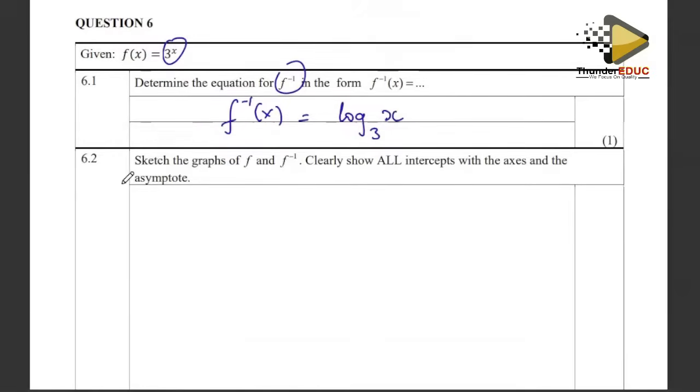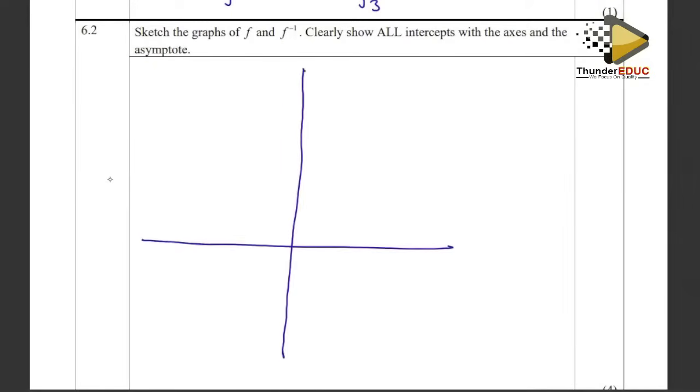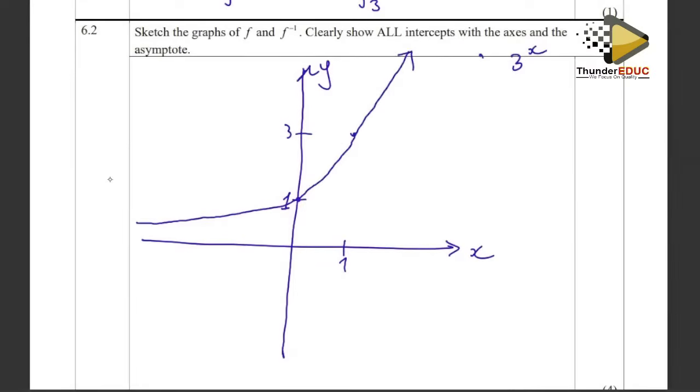Then they want us to sketch both graphs, the f and its inverse. Okay, let's see. If this is your y, this is your x. So we have 3 to the x as our f. So if x is 0, we know that it will be at a 1. And then if x is a 1, then it's going to be at a 3. So meaning that our graph should be just in that sort of direction. Okay, so that is f.